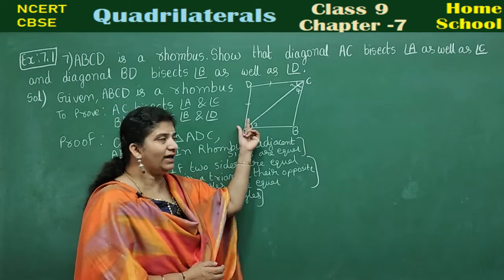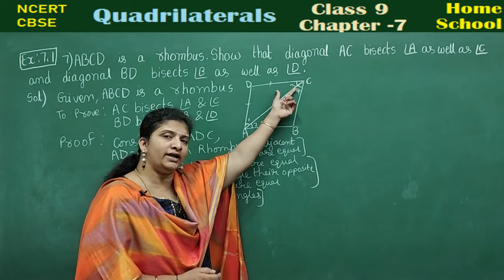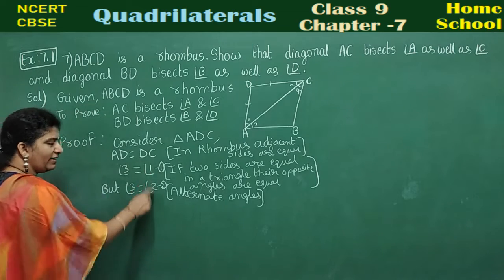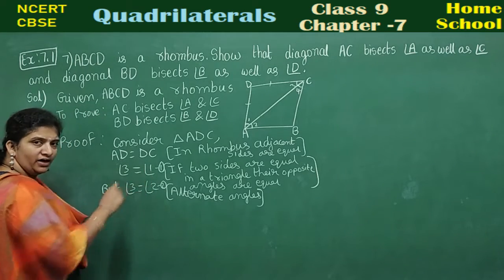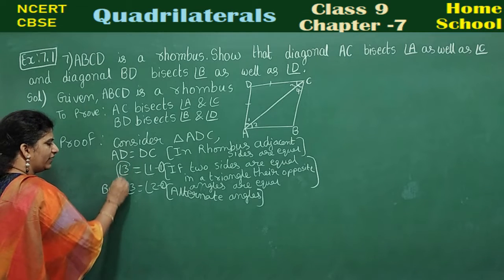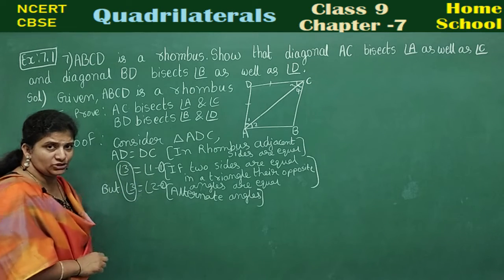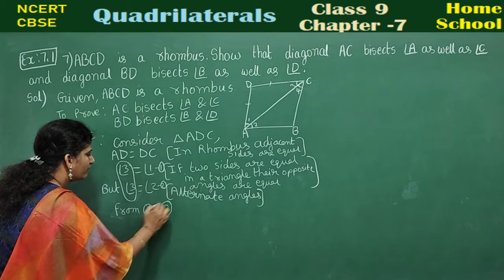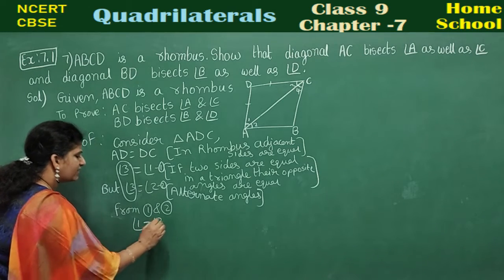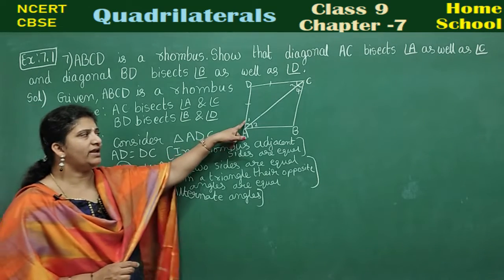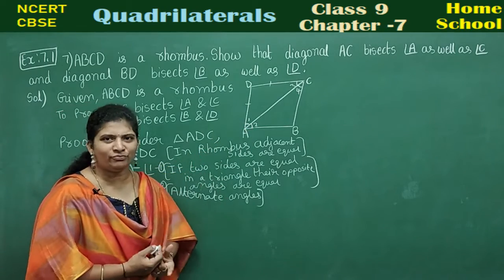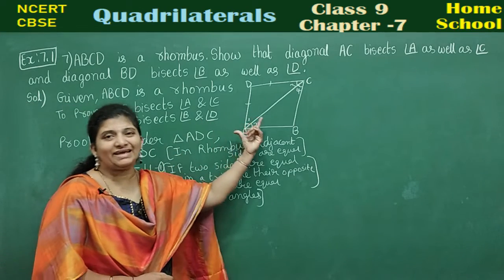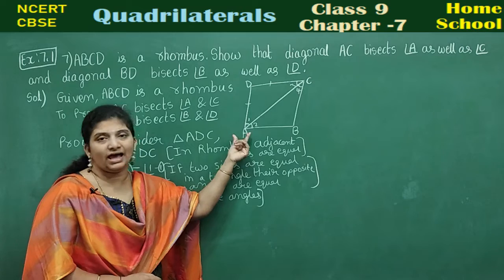Now compare these two equations. Angle 3 is equal to angle 1. And I know alternate angles in a rhombus are equal. Angle 3 is equal to angle 2. When you compare these two equations, compare here carefully. These two are common. If these two are common, you can equate these two. From 1 and 2, we say that angle 1 is equal to angle 2. Angle 1 is equal to angle 2. This is the thing we need to prove, right? Angle 1 is equal to angle 2. That means AC diagonal is bisecting angle A.